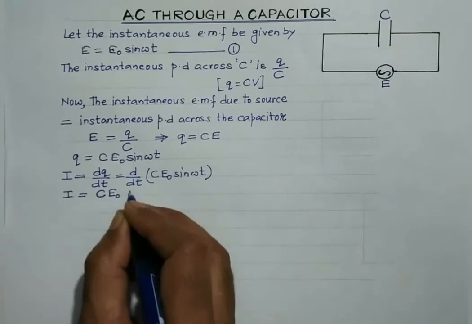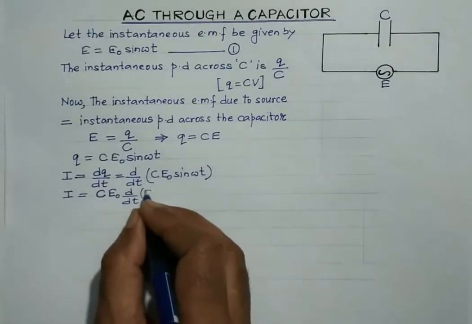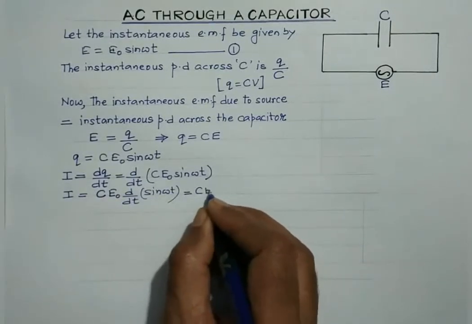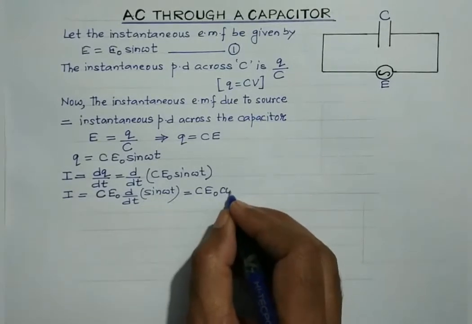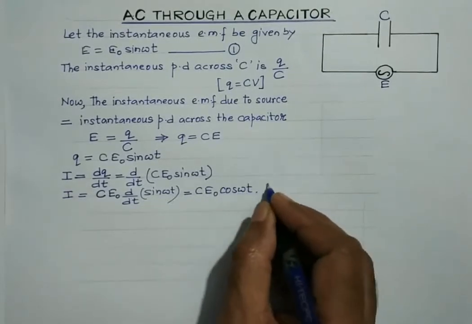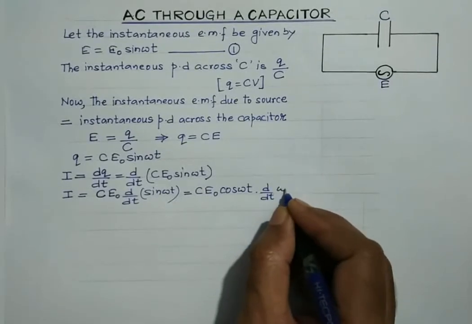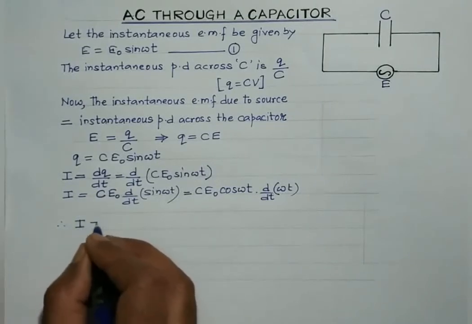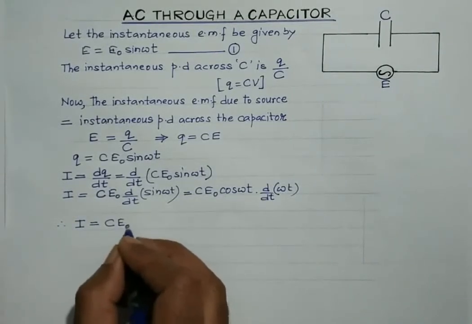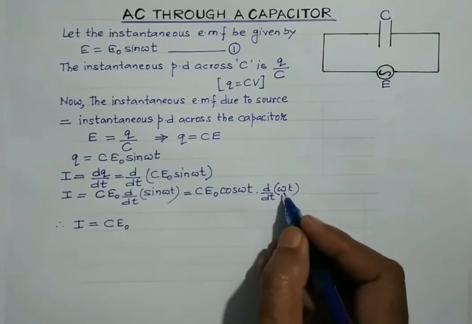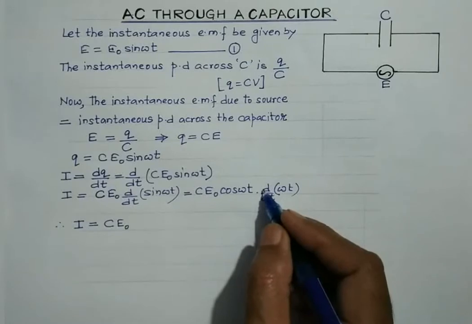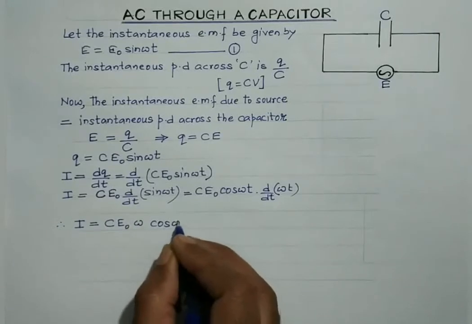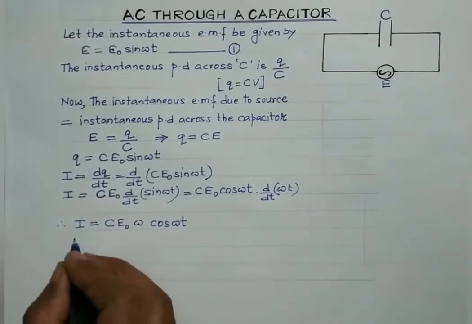E naught is the peak value. So it is d by dt of sine omega t. So it can further be written as C E naught. Differentiation of sine omega t is cos omega t into differentiation of omega t, right? Therefore, students, I is equal to C E naught. Now look over here, differentiation of omega t with respect to t. Omega being constant can be taken outside, and dt by dt is 1. So we'll be left with omega cos omega t. Now this can be rearranged in this following manner.